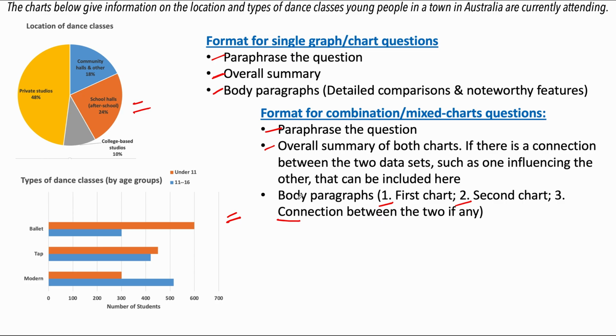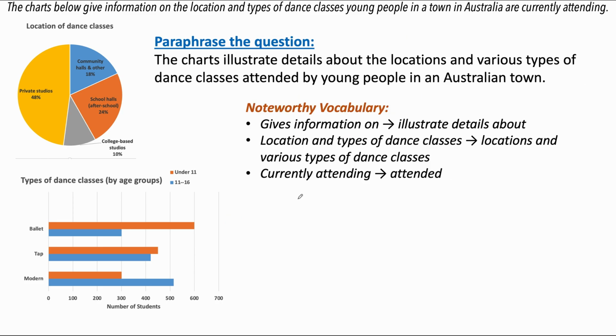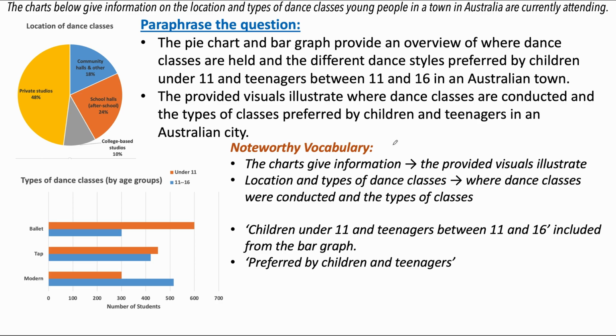So let's start with paraphrasing of the question. I'll show you a few different ways in which you can paraphrase the question. In this example of paraphrasing, I've used some synonyms. I've replaced gives information on with illustrate details about, currently attending with attended, etc. Here are two other examples of paraphrasing the question. In both the cases, I've used the information from the question about different age groups and added that information in the paraphrasing of the question.